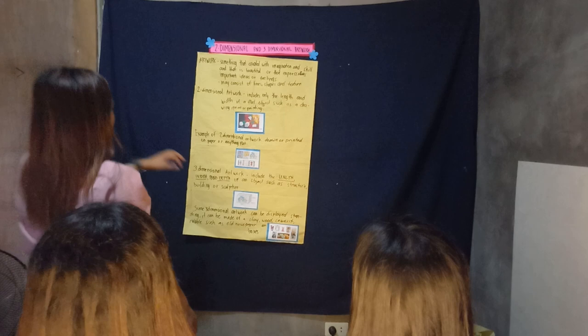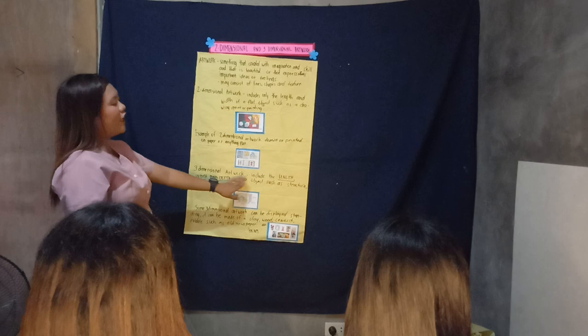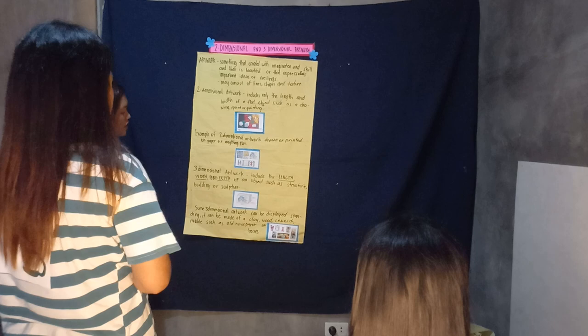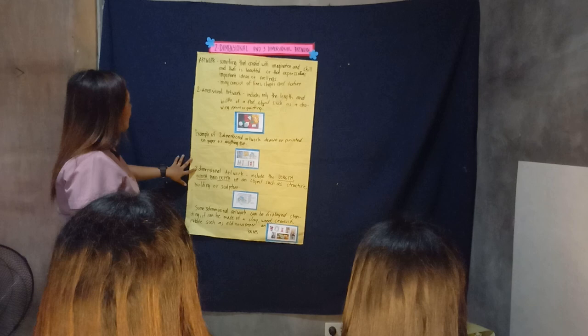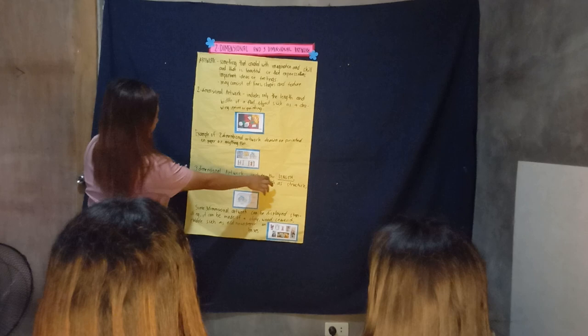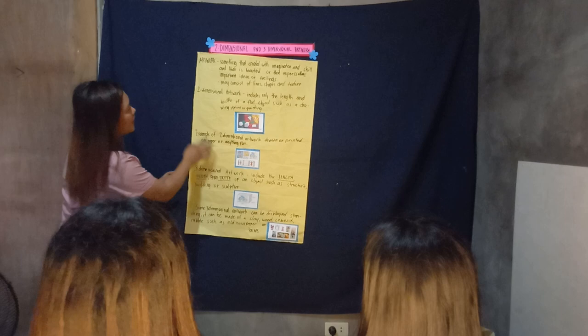Did you understand two-dimensional? Yes. Let's move on to three-dimensional artwork. Please read, Greta. Three-dimensional artwork includes the length, width, and depth of an object, such as structure, building, or sculpture. So two-dimensional artwork is a flat object, while 3D artwork has length, width, and depth. What was added in 3D is the depth.